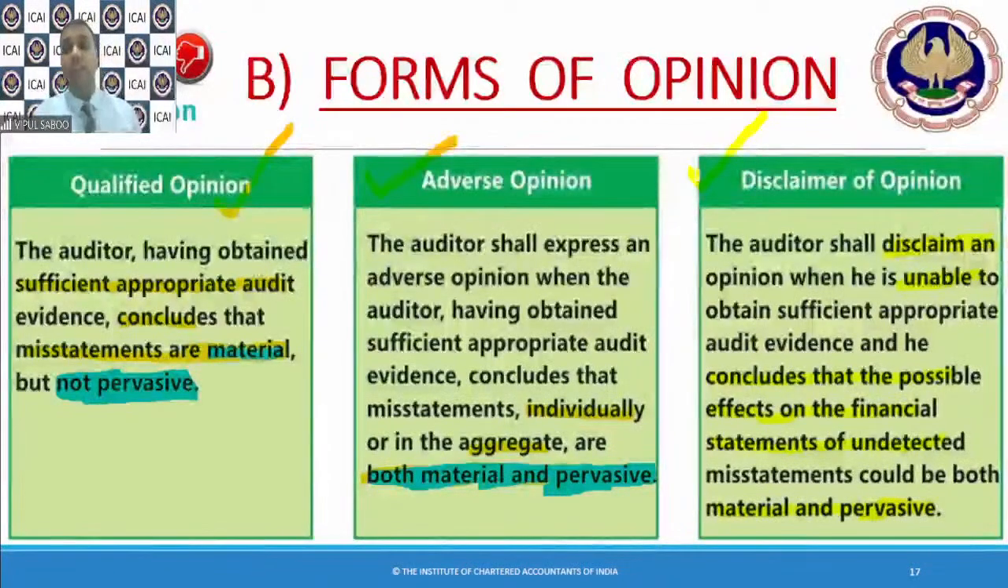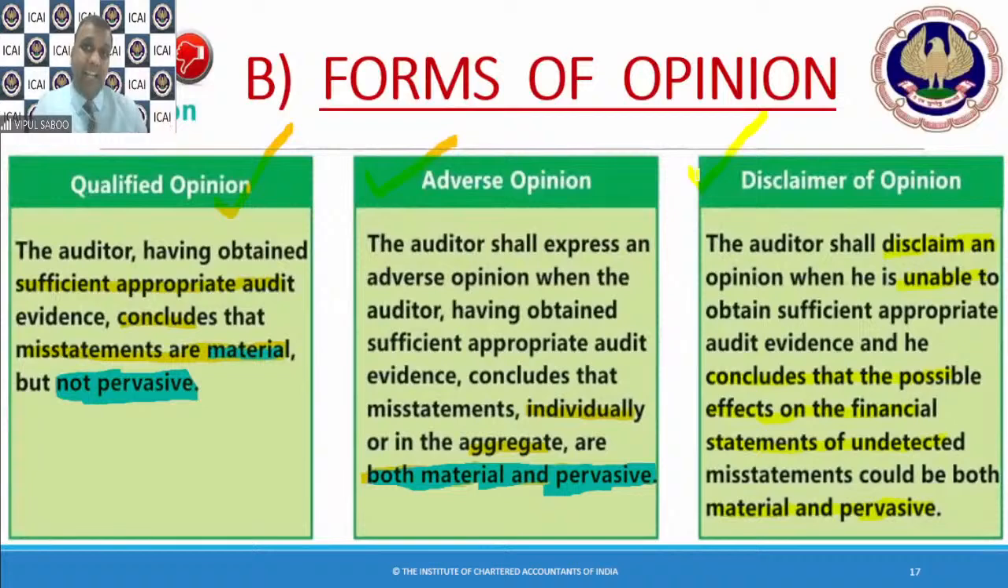because he is unable to obtain sufficient appropriate audit evidence, and in the absence of which he cannot come to a conclusion, and he is telling the management that there could be misstatements which could be pervasive and material both. It could be either or both. And usually this happens because of the fault on the part of the management, the client. There could be some limitation on the scope of the auditor.